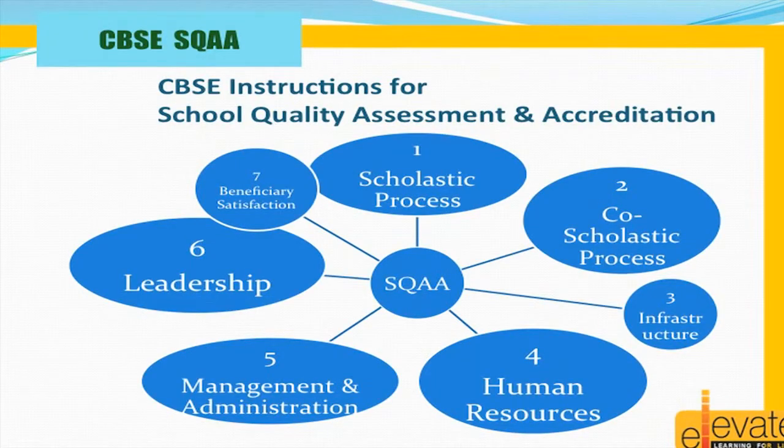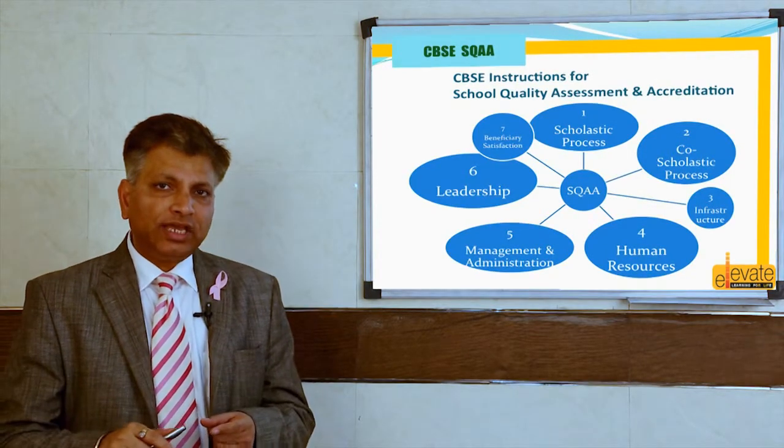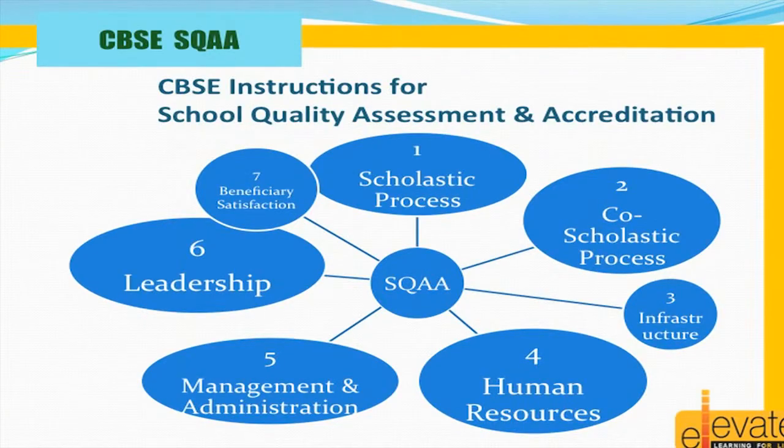This has become important because as per CBSE instructions, school quality assessment and accreditation has become compulsory. After every 5 years, every school will have to go through the assessment by CBSE on the following points. Number 1, scholastic process, co-scholastic process, infrastructure, human resources, management and administration, leadership, and satisfaction of the customer, that is the student and their parents.